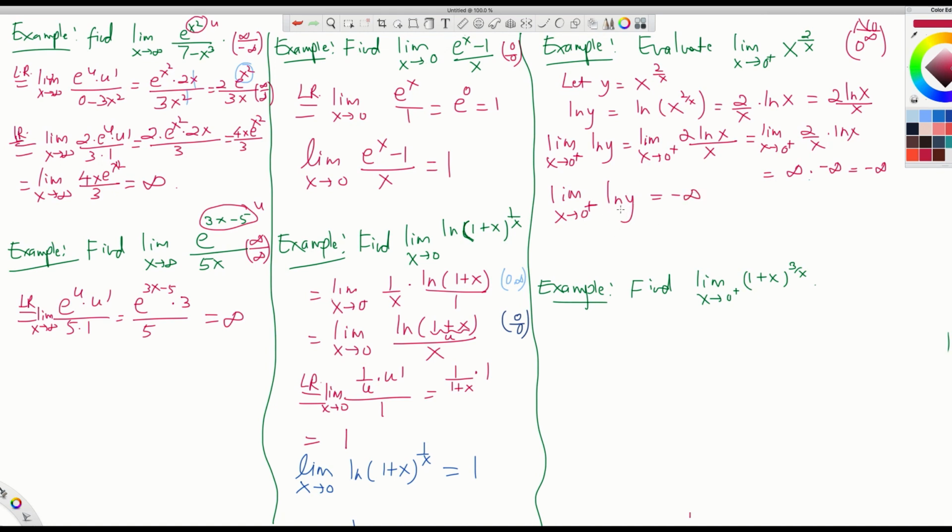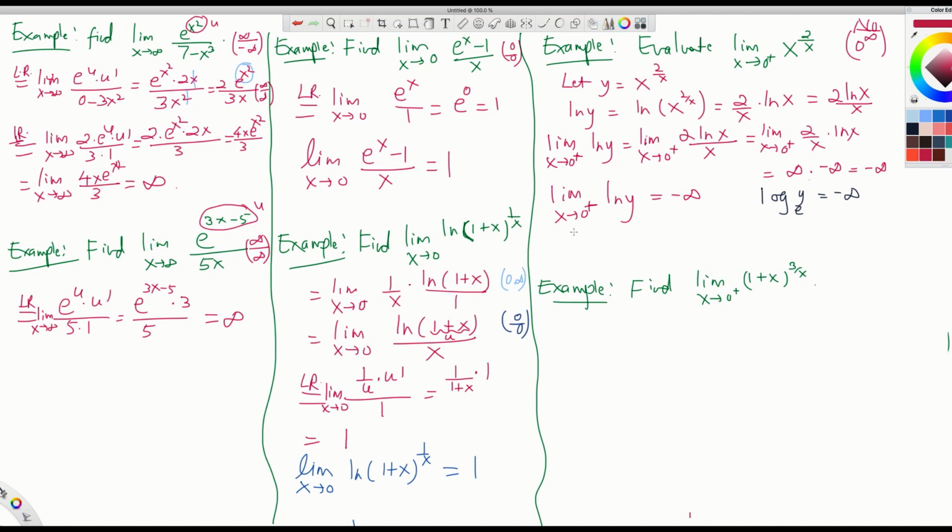Therefore y is basically e to the negative infinity, right? Because natural log of y can be written as log of y with base e equals negative infinity. That's what it means, right? So if you want to get rid of the log, you write y equals the base raised to the other side. So that's what you write.